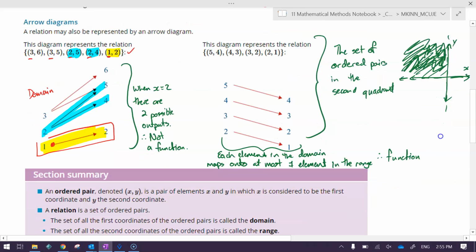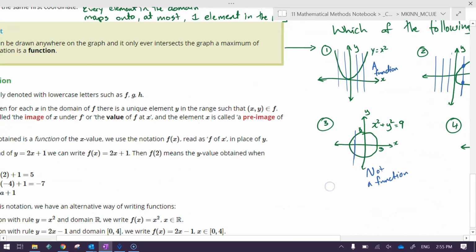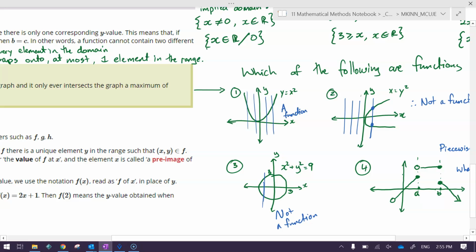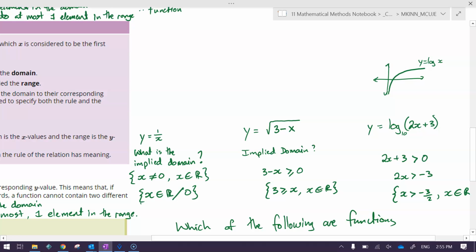But the functions have something else special going for them. Whenever you put in a value, you get at most one value out of the function. Relations may map onto more than one value. Finally, the implied domain, what are the three things we're looking for? Can't divide by 0, can't square root negative numbers, and we cannot find the log of a number unless that number is positive. That's all there is to it.